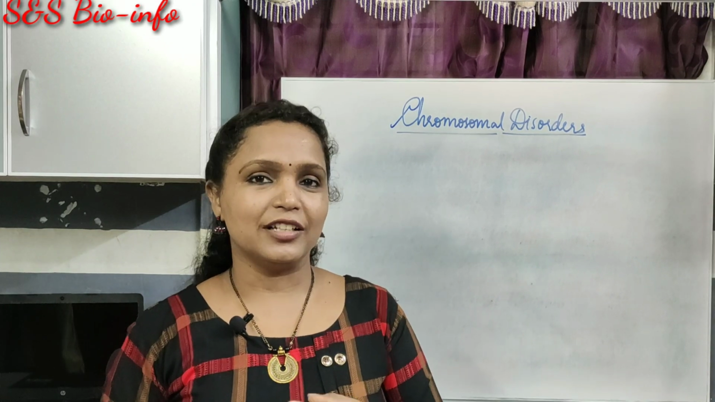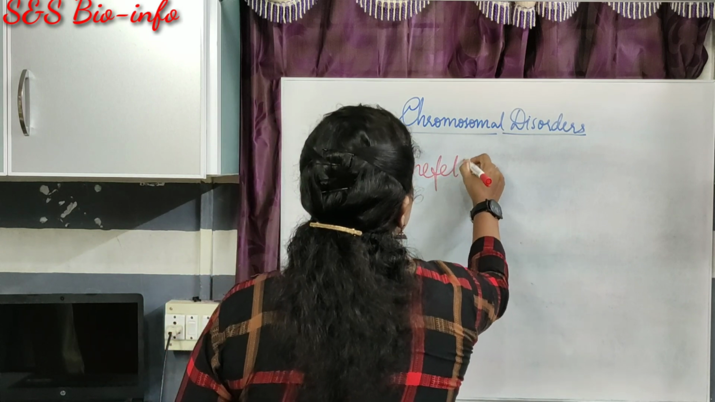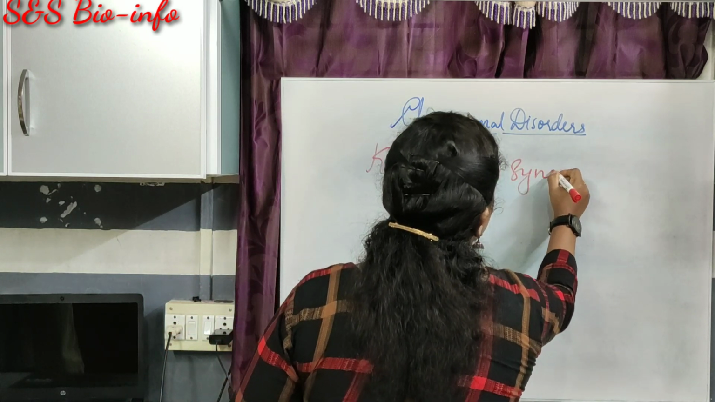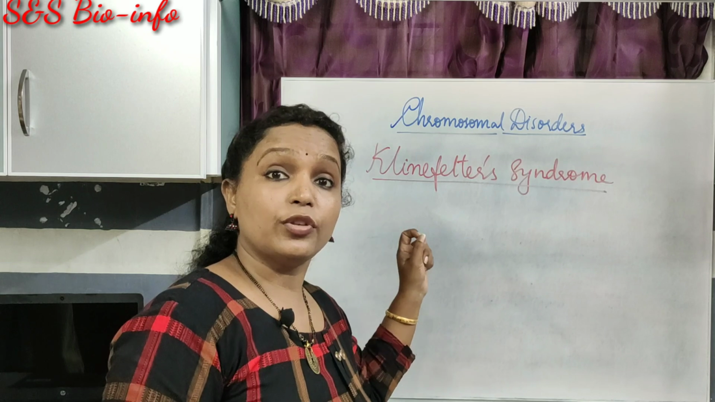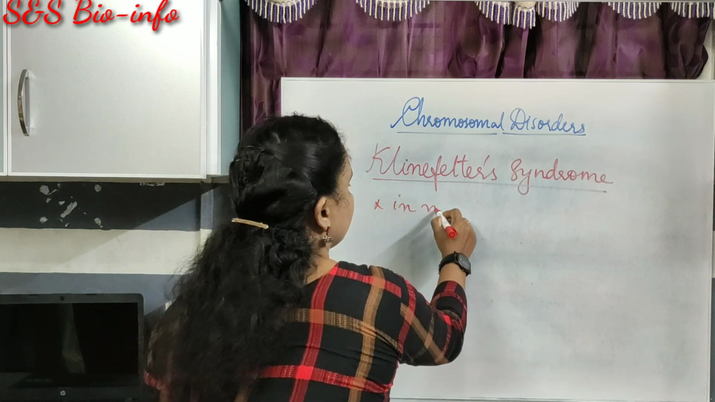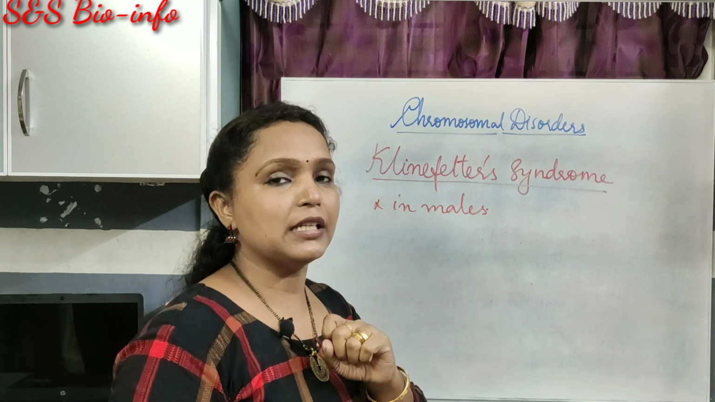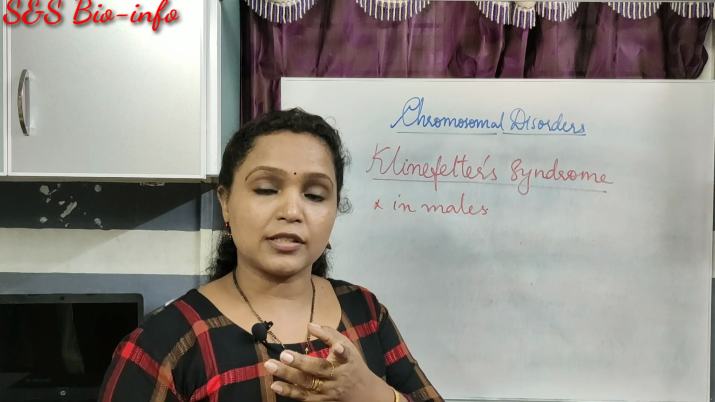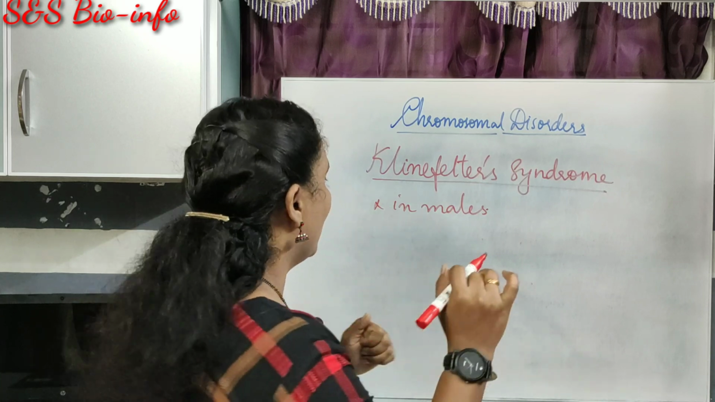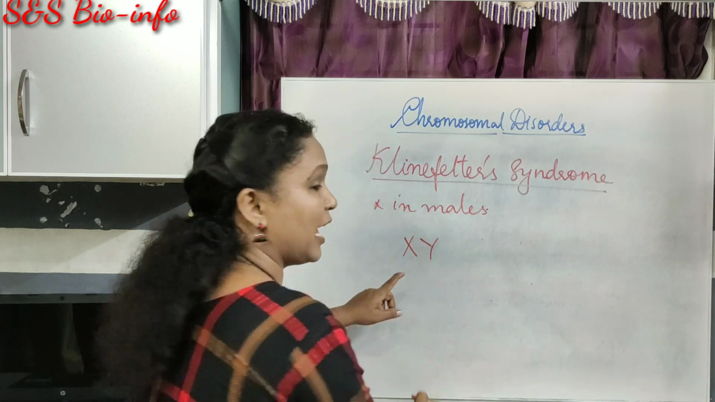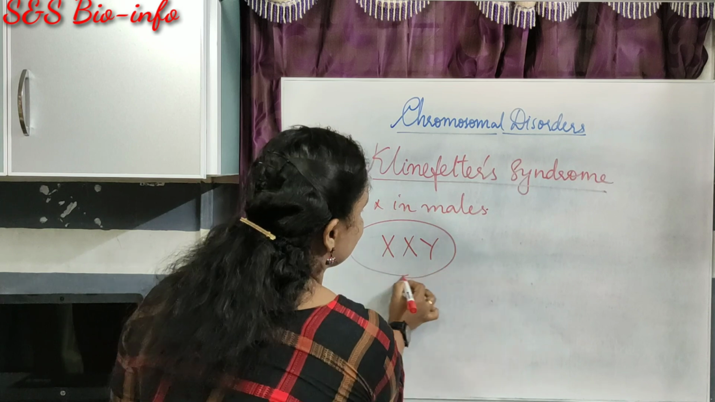The next chromosomal disorder is Klinefelter's syndrome. This particular disorder usually occurs in males. It occurs due to the trisomy of the sex chromosome in males. Trisomy of the sex chromosome in males means that one copy of X chromosome is added to their sex chromosome pair. What is the sex chromosome pair in males? That is the XY pattern. Here addition of one X chromosome means it is represented like this.